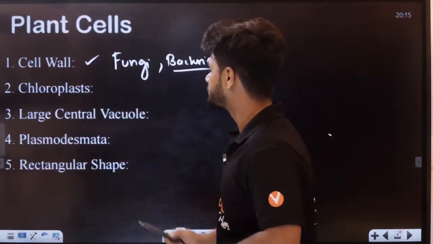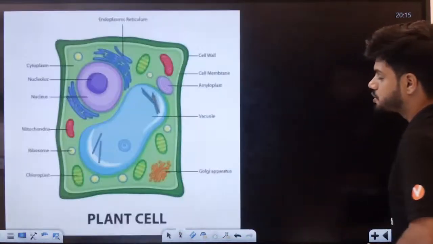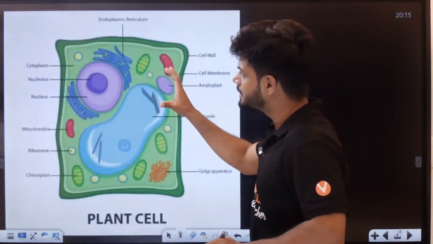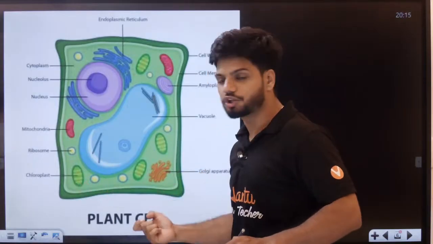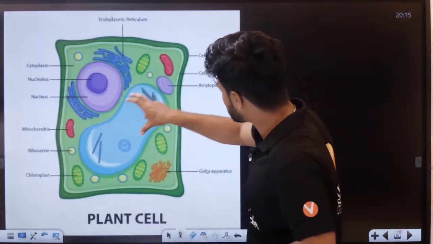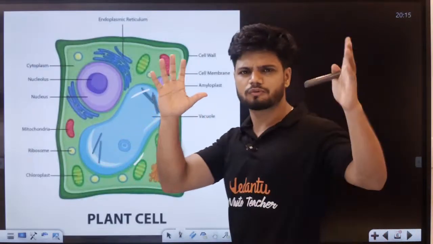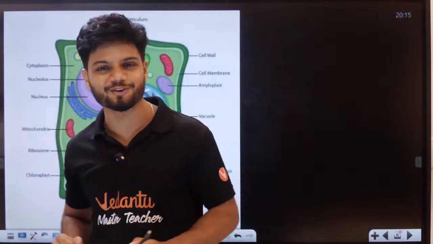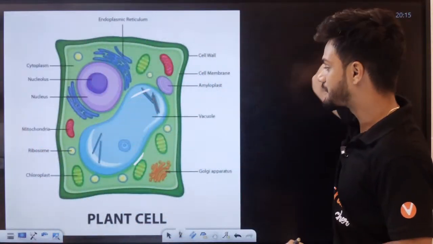I'll go to the next concept here. Then they have chloroplast. They have large central vacuole. As you can see, students, this is a typical plant cell. It has your cell wall here. It has chloroplast here, plastid. Then we have large central vacuole in the middle. Can you see, students? Very big vacuole is there. Large central vacuole is present here.